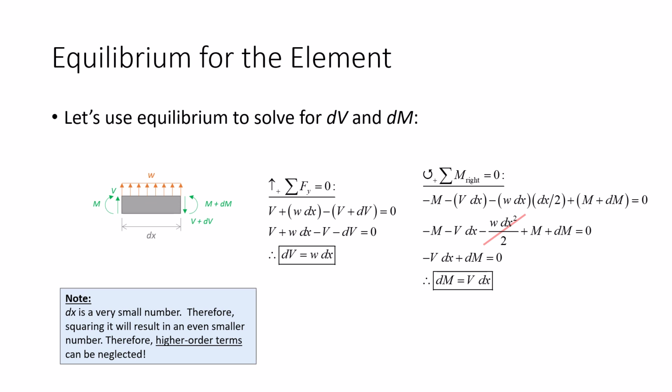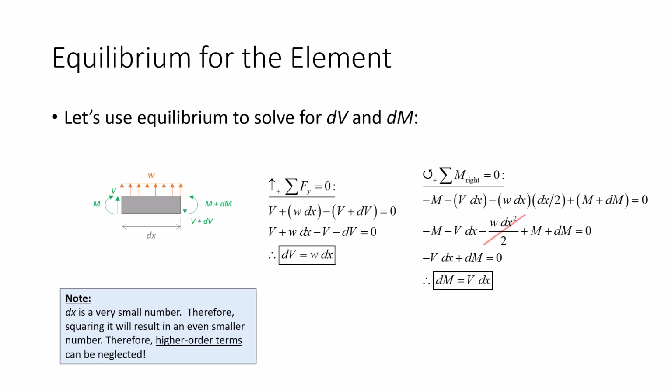Well, when we start carrying out our algebra, we get this term here, w dx squared over 2. dx is a really tiny number. What happens when you take a really tiny number and you square it? You get a really tiny number. So those higher order terms, we can just neglect because they're basically going to be 0. Solve it out, and we get this.